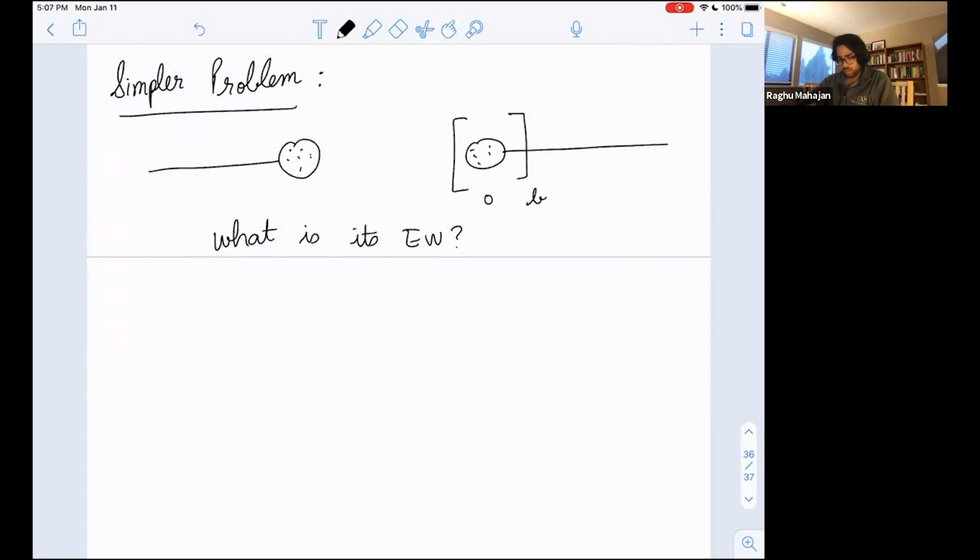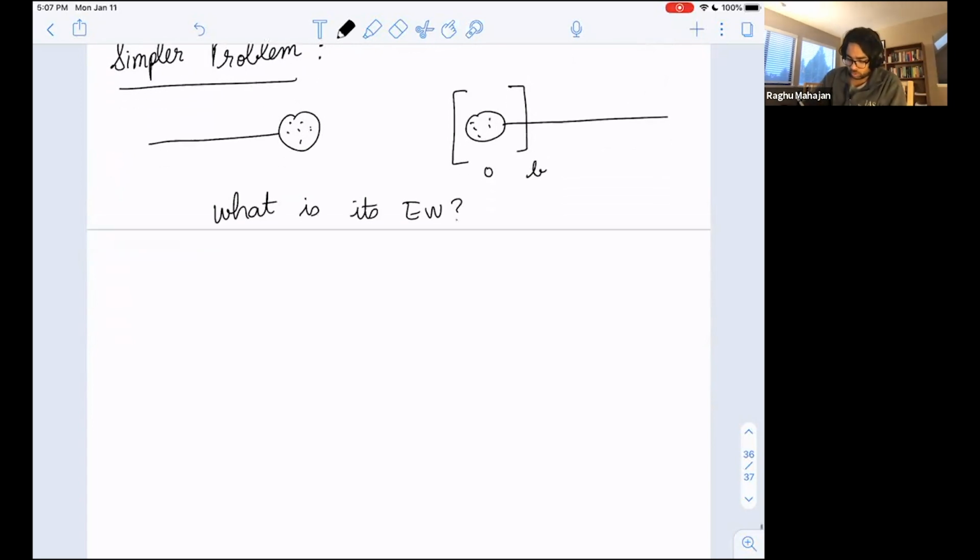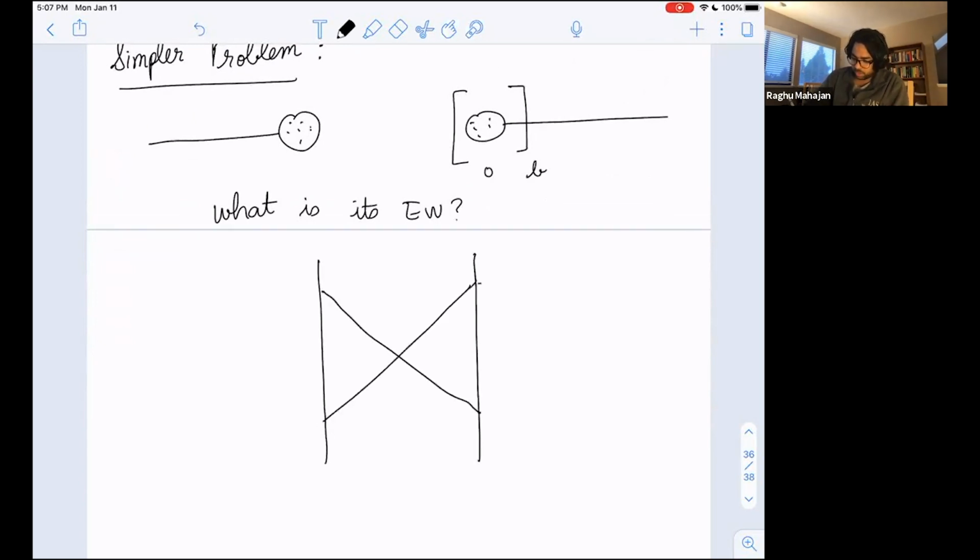Where does the QES lie? Okay, so let's draw the Penrose diagram. We have AdS2, we have the Rindler patch, and we have these flat space regions. So again, this is AdS, this is flat, this is flat.